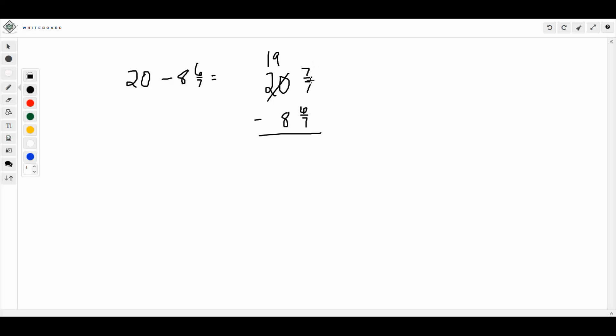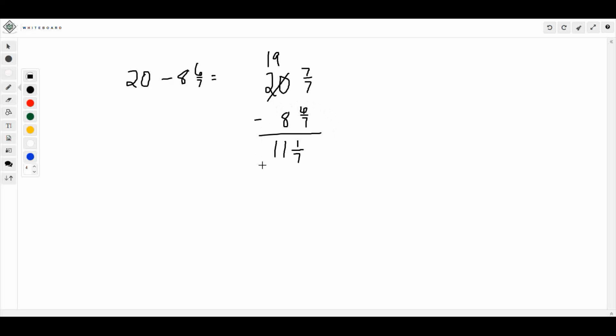And 19 7/7 is what we needed, because we had to have 7, because it had to be a common denominator. Okay. Now, can we do 7 minus 6? Yes, we can. So let's go ahead and do 19 minus 8, which would be 11. 7 minus 6 is 1. And then you keep the denominators the same. So 11 1/7.